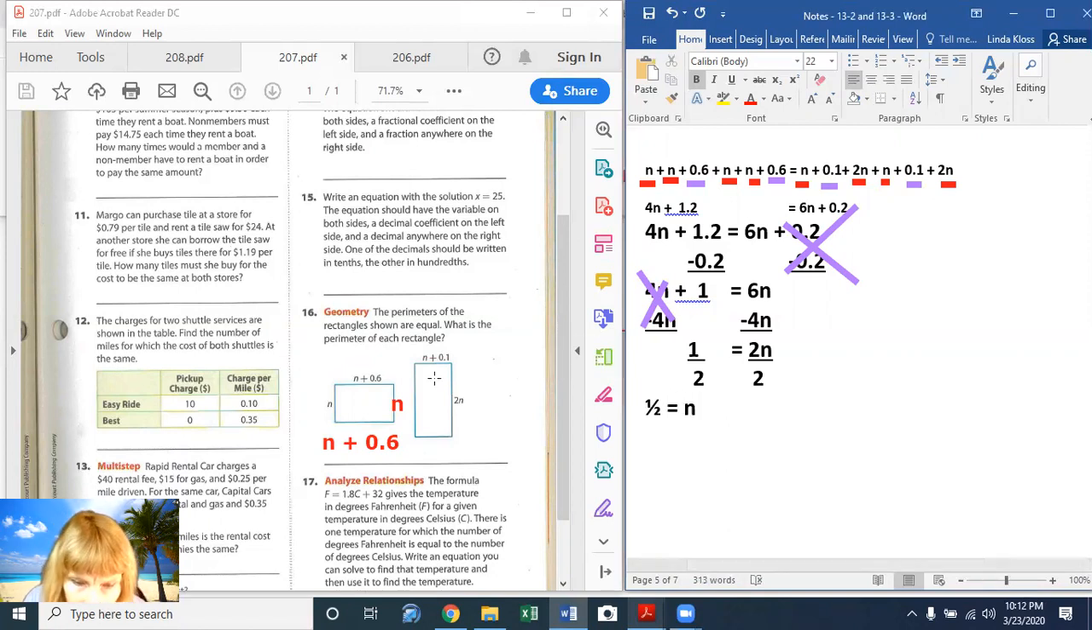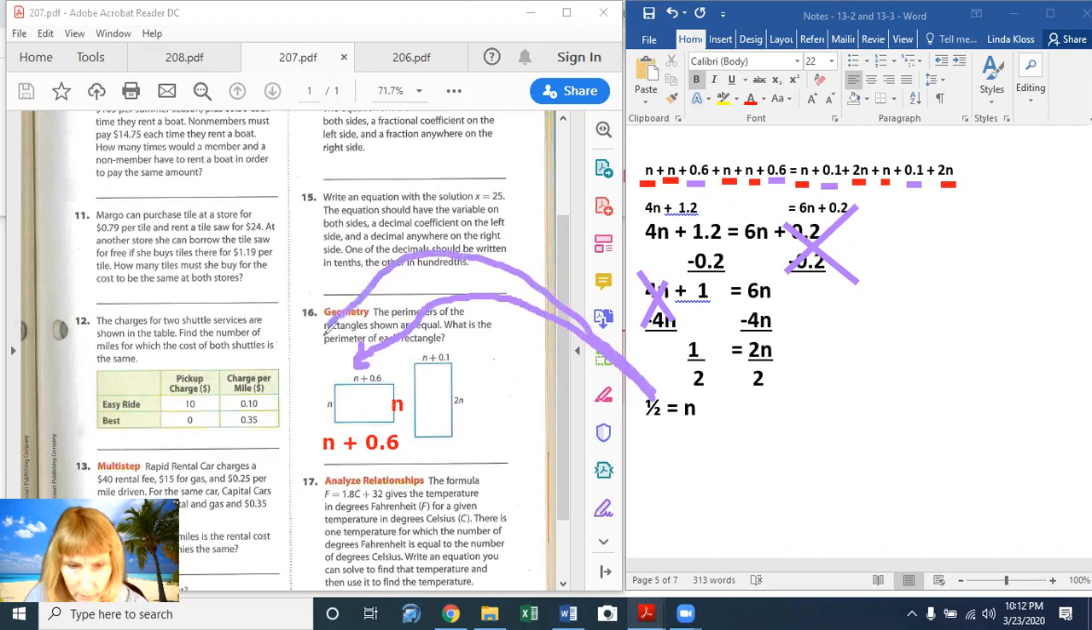Now, what's the question? What is the perimeter of the rectangle? It's always good to go back to the question and see if you answered it, because the answer isn't 1/2. The answer is the perimeter. So now we have to plug in this 1/2 into each side. We could do it to both rectangles. The thing is, though, the problem tells us that the perimeters are equal. So we really only need to do it to one rectangle.